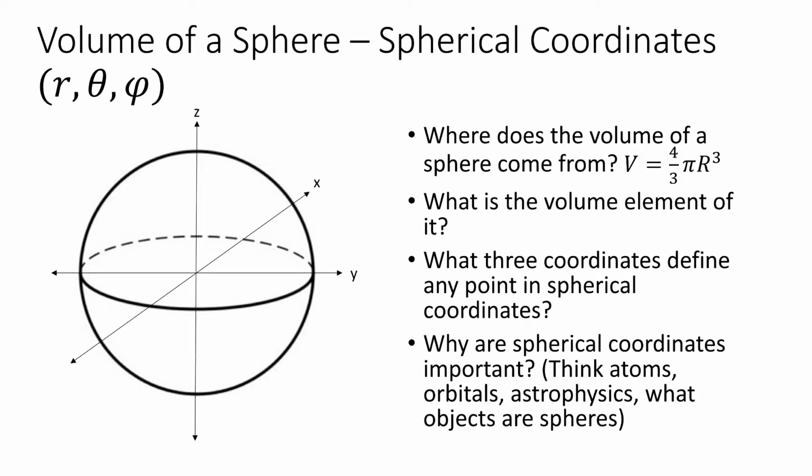There are a lot of applications of spherical coordinates because there are a lot of objects in the universe and in life that are spheres. Atoms can be modeled as spheres. Planets, different celestial bodies, can be modeled as spheres. So knowing spherical coordinates and being able to use them is very important.